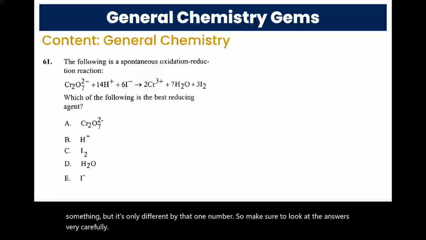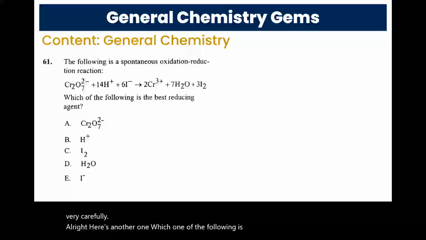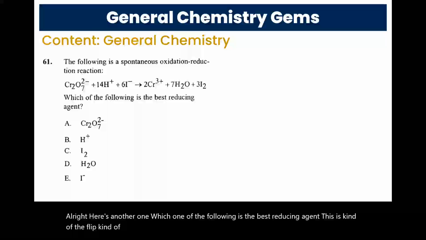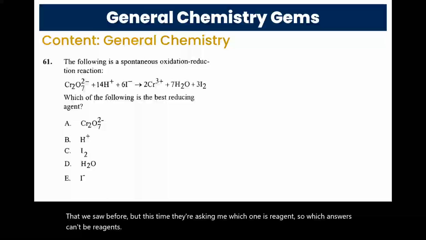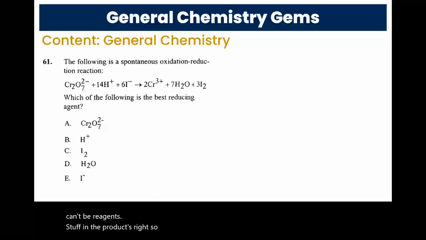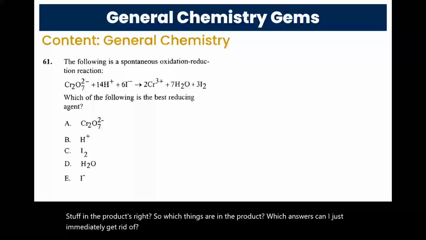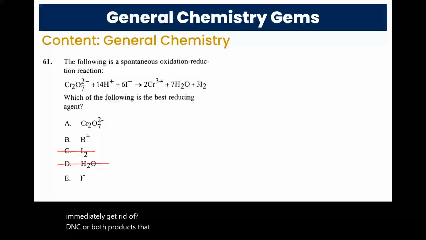All right. Here's another one. Which one of the following is the best reducing agent? This is the flip kind of question that we saw before, but this time they're asking me which one is the reagent. So which answers can't be reagents? Stuff in the products, right? So which things are in the products? Which answers can I just immediately get rid of? D and C are both products. Neither one of those can be right.